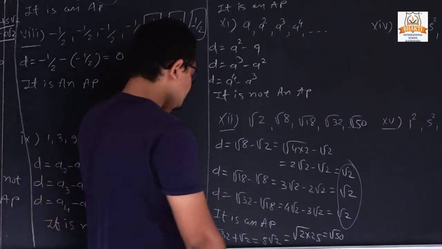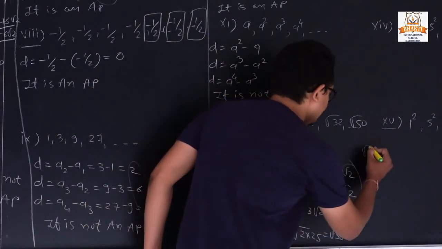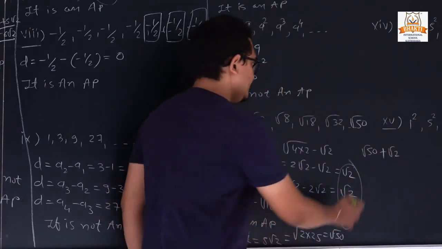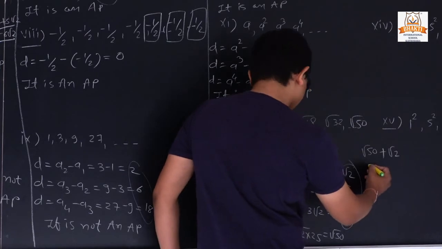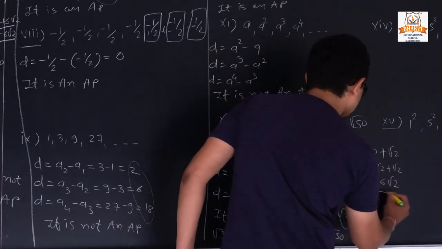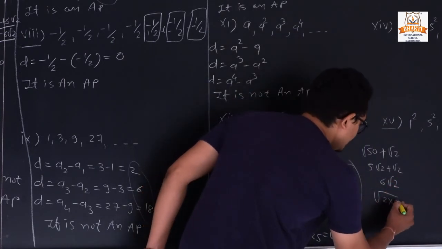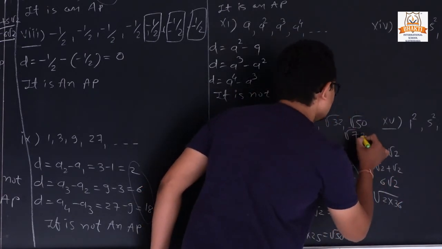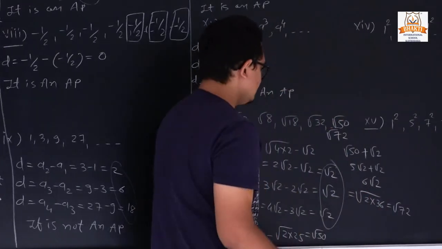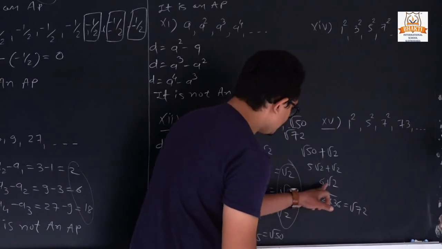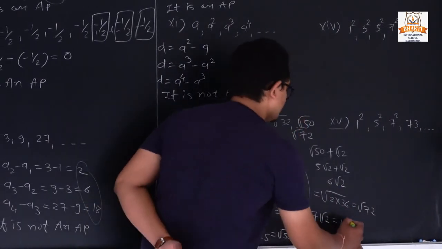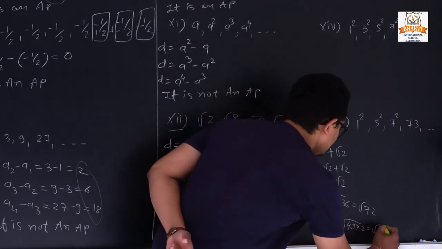Now next, root 50 plus the difference, root 2. Root 50 we can write as 5 root 2 plus root 2, so it is 6 root 2. The 6 goes inside the square root, so 2 into 36, it is root 72. Last, once again 6 root 2 plus root 2, so it is 7 root 2. The 7 goes inside the root, so 49 twos, it is root 98.